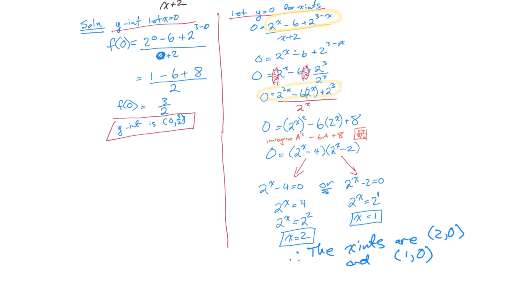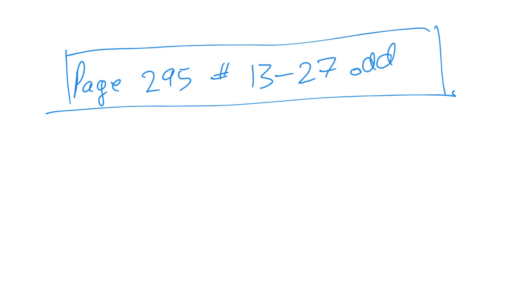All right. So now what I'd like you to do is I'd like you to do these specific questions. You're going to work on page 295, number 13 to 27, and you're going to do the odd numbers until the end of class today. Good luck.